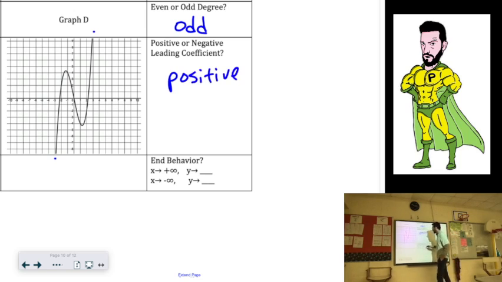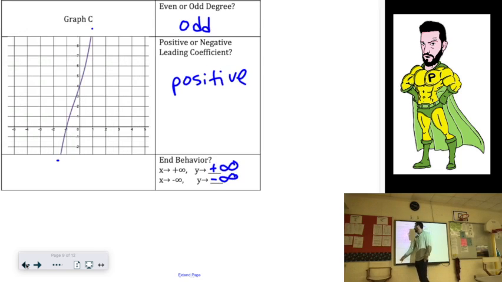And then end behavior, as x approaches positive infinity to the right, y approaches positive infinity. And as x approaches negative infinity to the left, the y approaches negative infinity because it starts going down from there. Now, graphs E and F are blank because not all the questions we have are going to have matching graphs. So for those, we're going to have to draw them. So we'll get there when we get there.